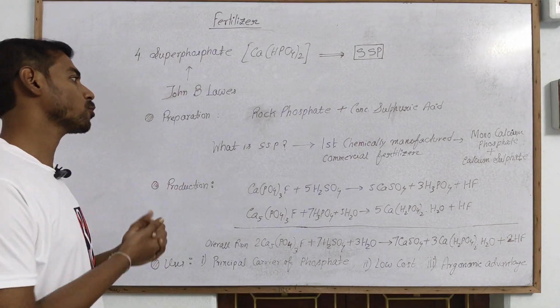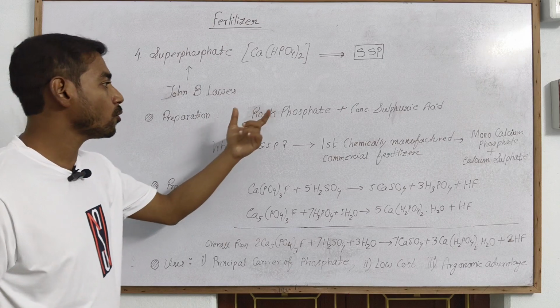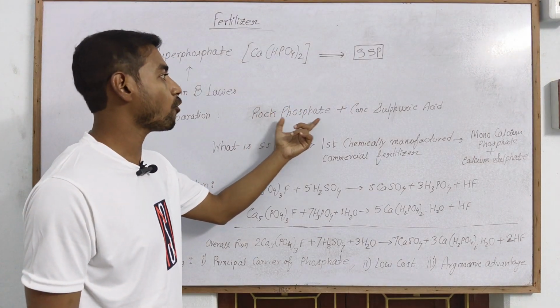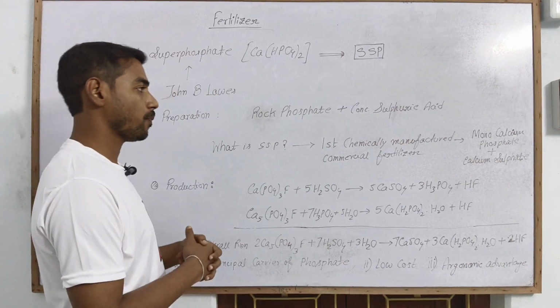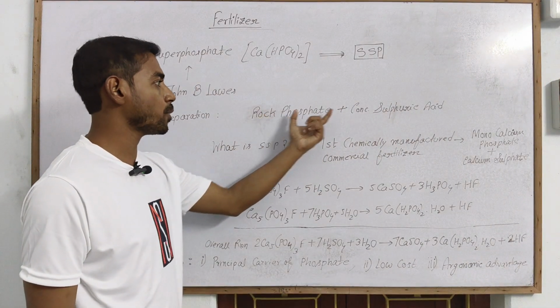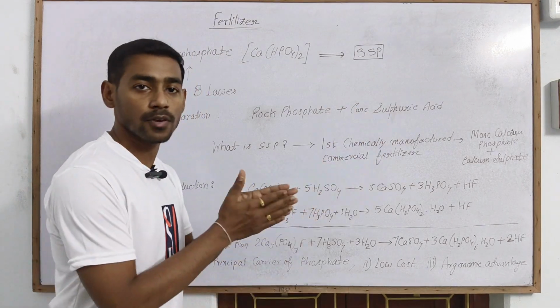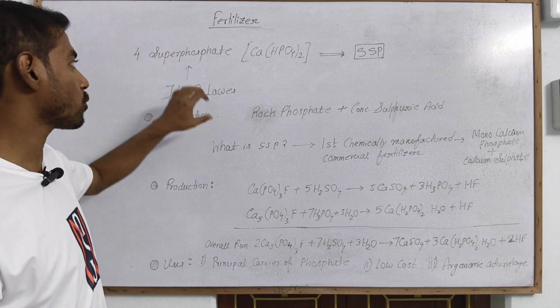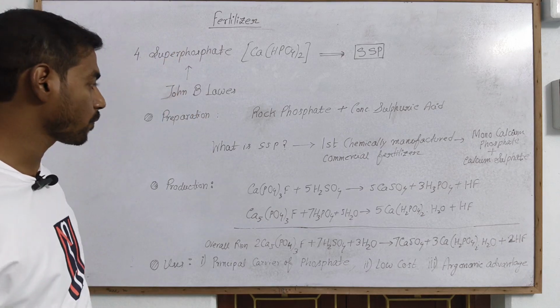Now, how can this superphosphate be prepared? We can prepare it by reacting rock phosphate with concentrated sulfuric acid. Almost equal amounts of these two materials, rock phosphate and concentrated sulfuric acid, are reacted, then dried and cured to get single superphosphate, or you can say superphosphate.